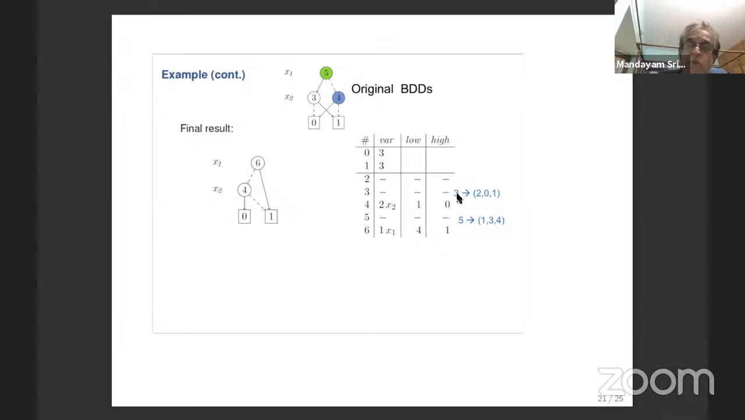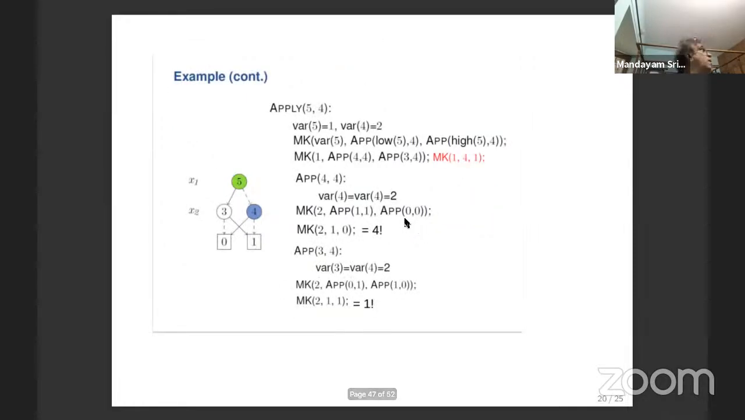Now either you can choose to keep them or you can choose to throw them away. That is up to you. But certainly the result BDD that you get has no reference to the BDDs rooted at 5 and 3, because that is not needed to represent that function in the BDD fashion. So that can happen. That's why I've shown that in blue.